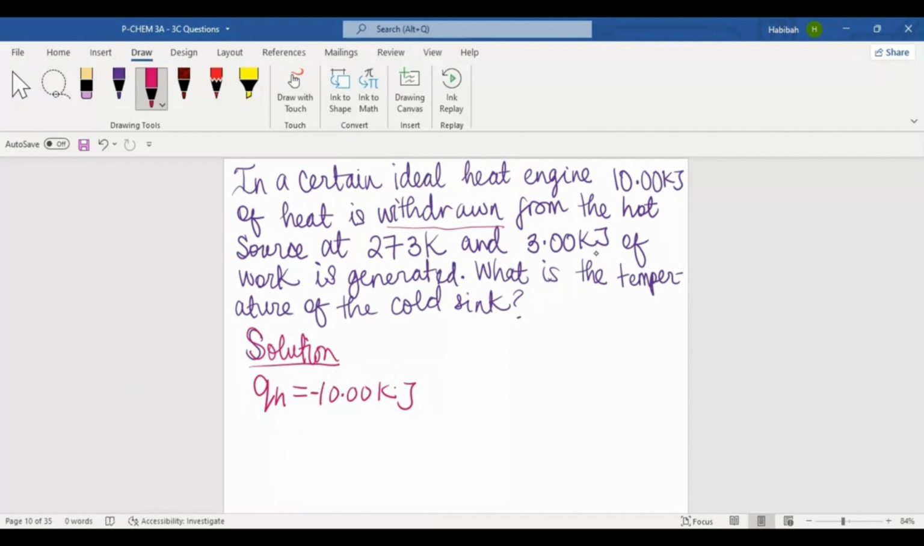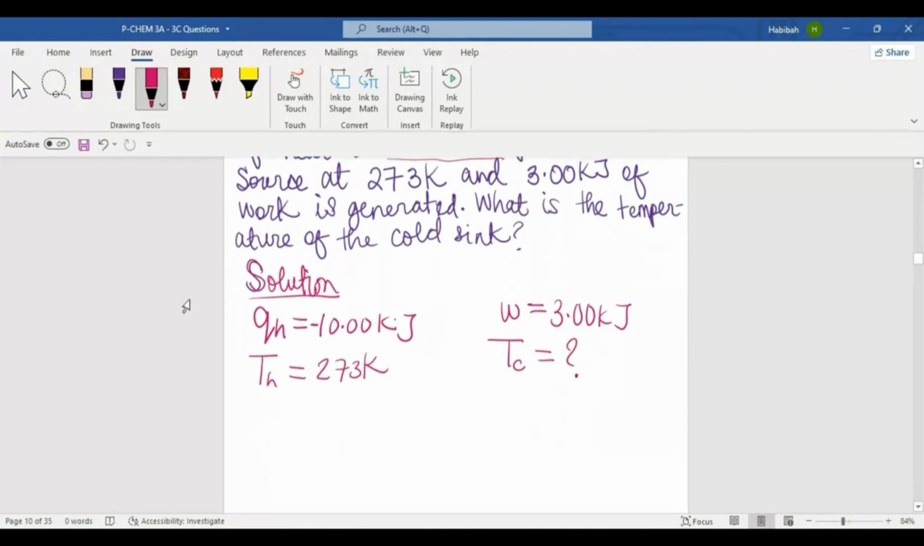And they said that happened from the hot source at 273 kelvins. So the temperature of the hot source is going to be 273 kelvins. And then we're told that 3.00 kilojoule of work is generated. So work is 3.00 kilojoule. And we're asked now to find the temperature of the cold sink. So we've been given the heat of the hot source, the temperature of the hot source, and the work done, and we're asked to find the temperature of the cold sink.